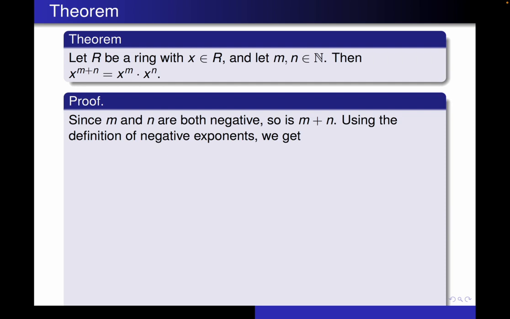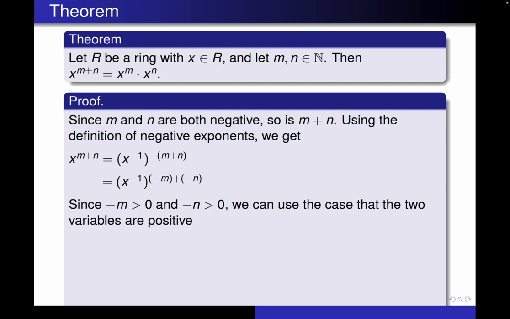And so now we're going to use the definition of negative exponents on x^(m+n). So we get x^(m+n) equals (x inverse) to the negative (m+n). Remember, we know what negative (m+n) is. That's just negative m plus negative n. And now we're pretty happy because note that negative m and negative n are both positive numbers. And we know that our exponent law works when we have positive exponents, right? That's the first case we proved, when we took a ring element to the sum of two positive integers.